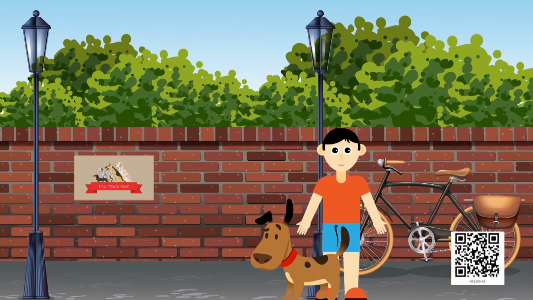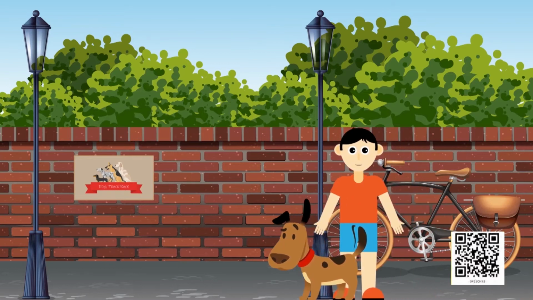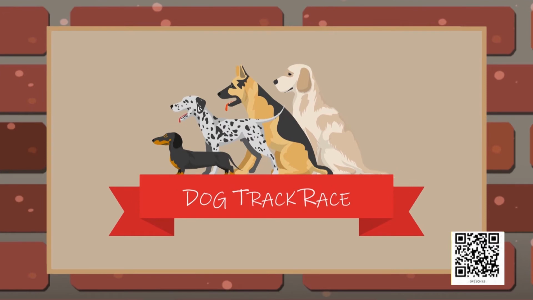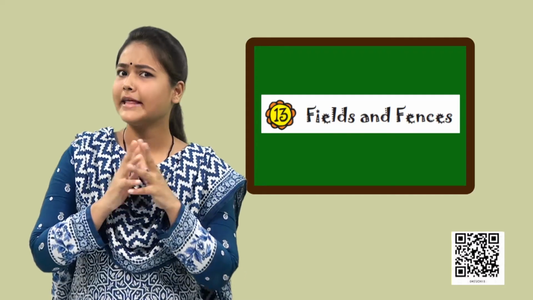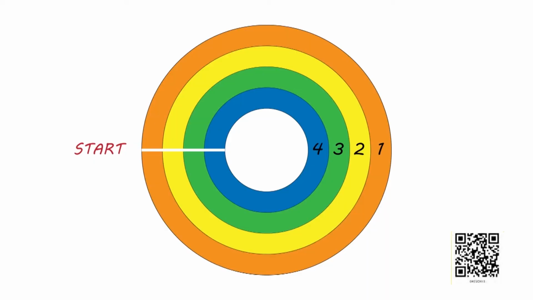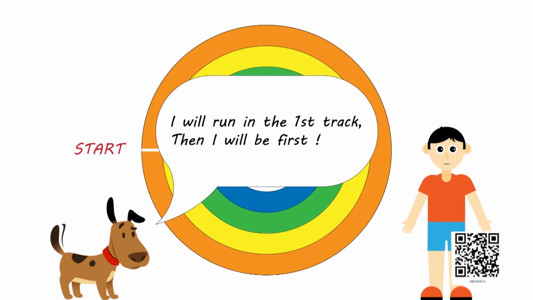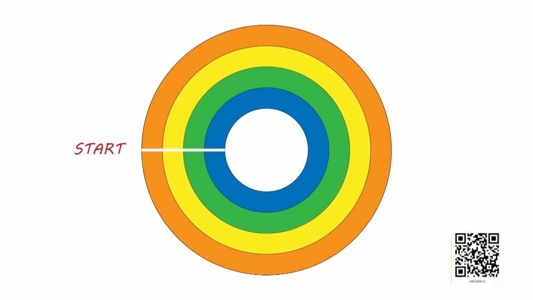While walking in the park, Chandu saw a poster of a dog race competition. Chandu was very excited to take his dog to the race. They both went there. Chandu saw that the race track is circular in shape and Chiku says he wants to run on track number 1 so that he can win first prize. But Chandu wants to take track number 4. If there is an option to select the track, which track will you choose for Chiku?